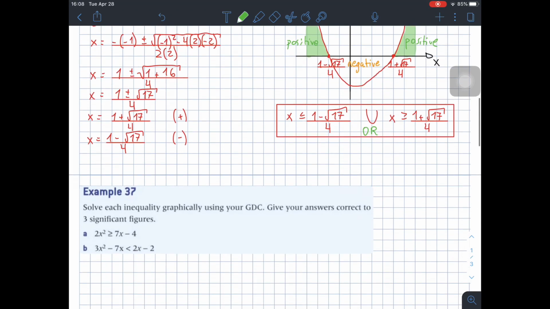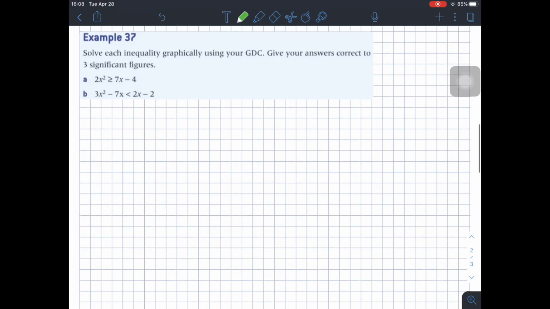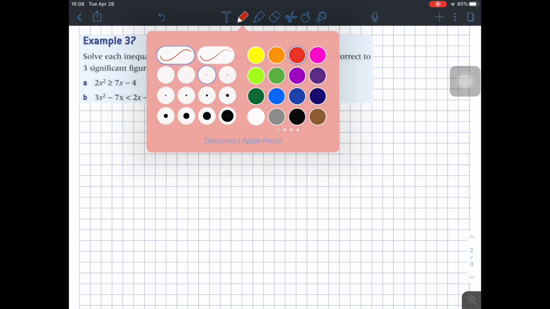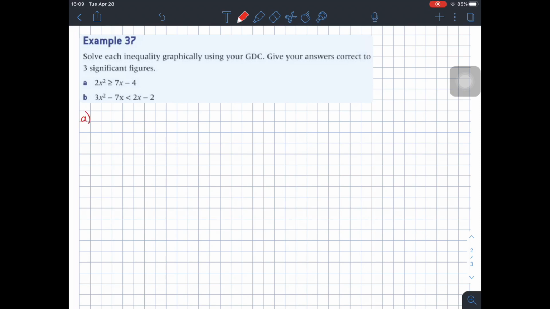Let's go to example 37, in which we're going to use a calculator. It says, solve each inequality graphically using your GDC. Give your answers correct to 3 significant figures. So, let me show you again 2 different ways in which we can solve this now using a calculator. So part A says 2x squared should be greater or equal than 7x minus 4. So the main objective here is to try to graph this function and see what condition should be applied in order to get our result.